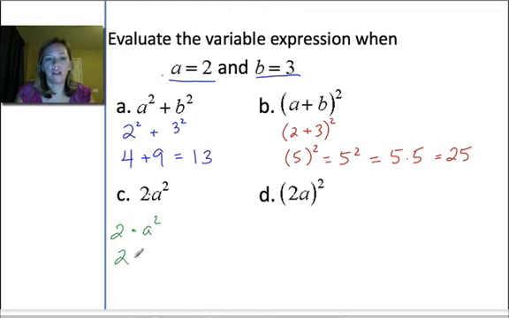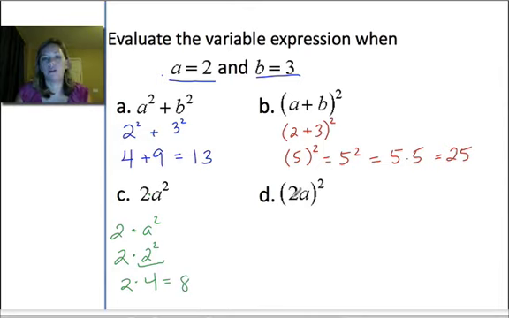So if I plug in that value of a, it would be 2 times, a is 2, and then we would square it. So order of operations says deal with those exponents first. So first I'm going to find 2 squared. That's 4. Then I'm going to multiply that by 2. And of course 2 times 4 is 8.